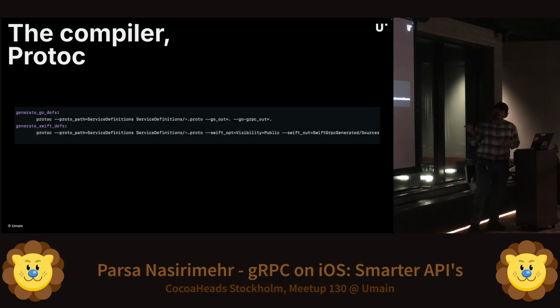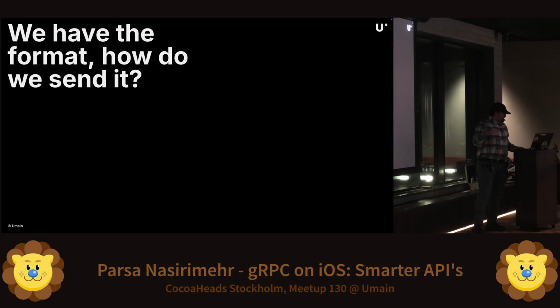The compiler looks a little something like this. It's called Proto-C, and the way it works is it has an extensive plugin system. For each language that you want to generate files for, you just install the Proto-C plugin. So for my example, I have Go and I have Swift, and you just generate the files.